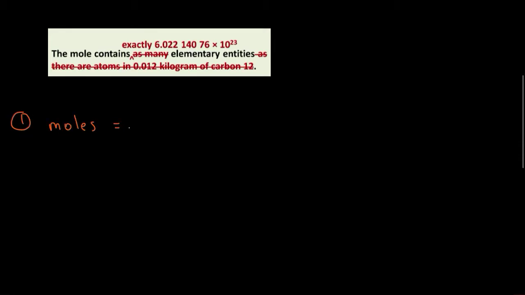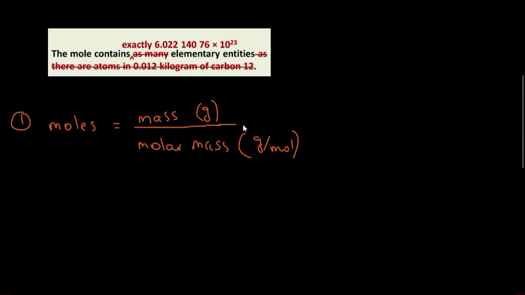moles is equal to mass divided by molar mass. Okay, so this mass needs to be in grams, and the unit of molar mass is gram per mole. You don't need to worry about the unit of gram per mole because molar mass in the periodic table is given in grams per mole. But make sure that the mass that you use here is in grams.